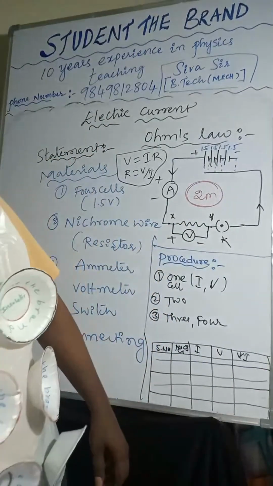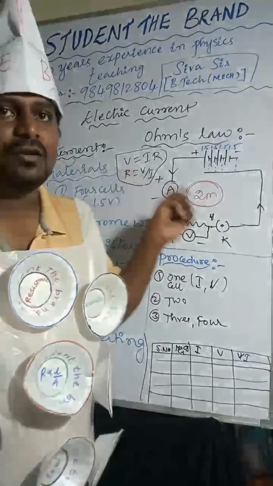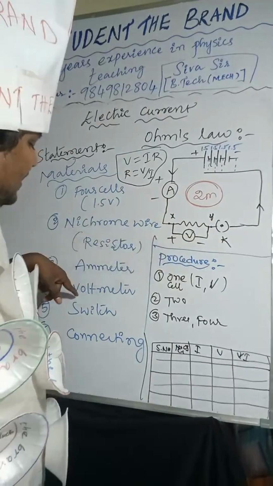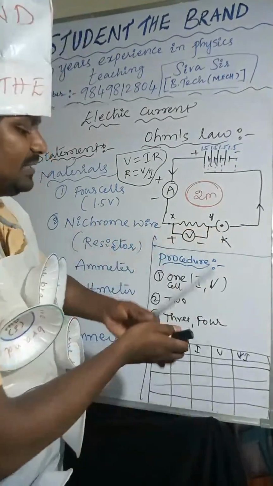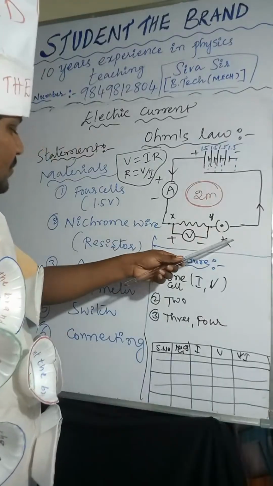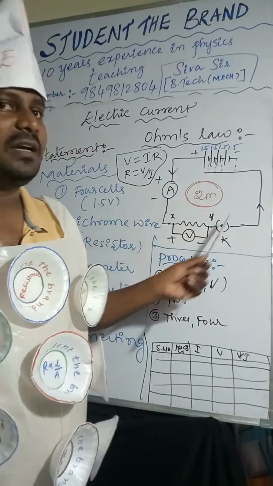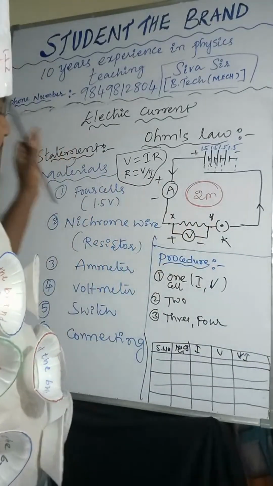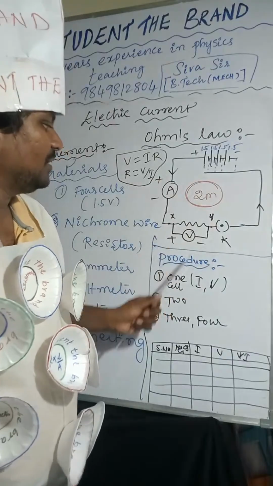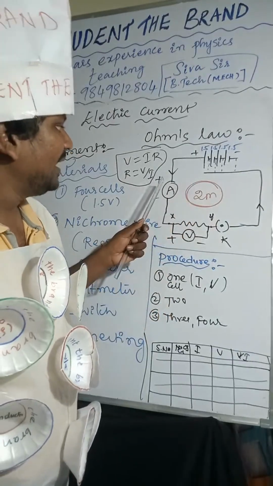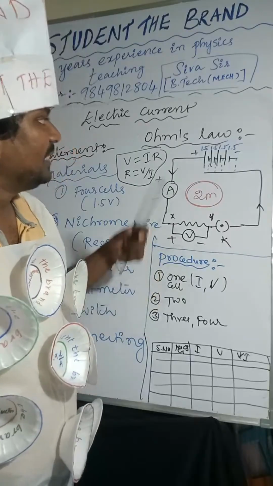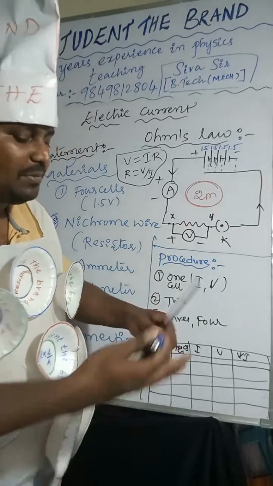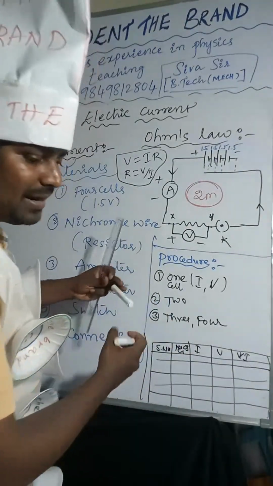That is about nichrome wire. Among those four cells, we are also taking an ammeter, a voltmeter, a switch and connecting wires. So this is about Ohm's law. Next, the procedure. Connect one cell and take the readings of the ammeter and voltmeter. Next connect two cells, note down the readings of the ammeter and voltmeter and mention them in the tabular form given below.